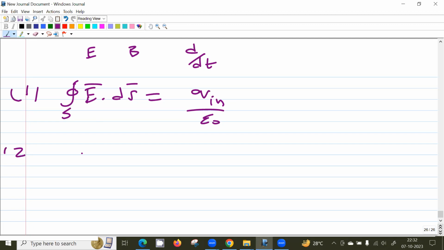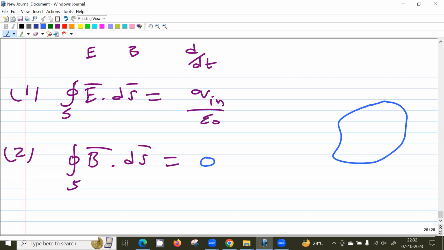Second equation is Gauss law for the magnetic field, B dot ds over a closed surface. What is this equal to? Anyone? Gauss law for the magnetic field, this is 0, because the net magnetic charge inside a closed surface is always 0.